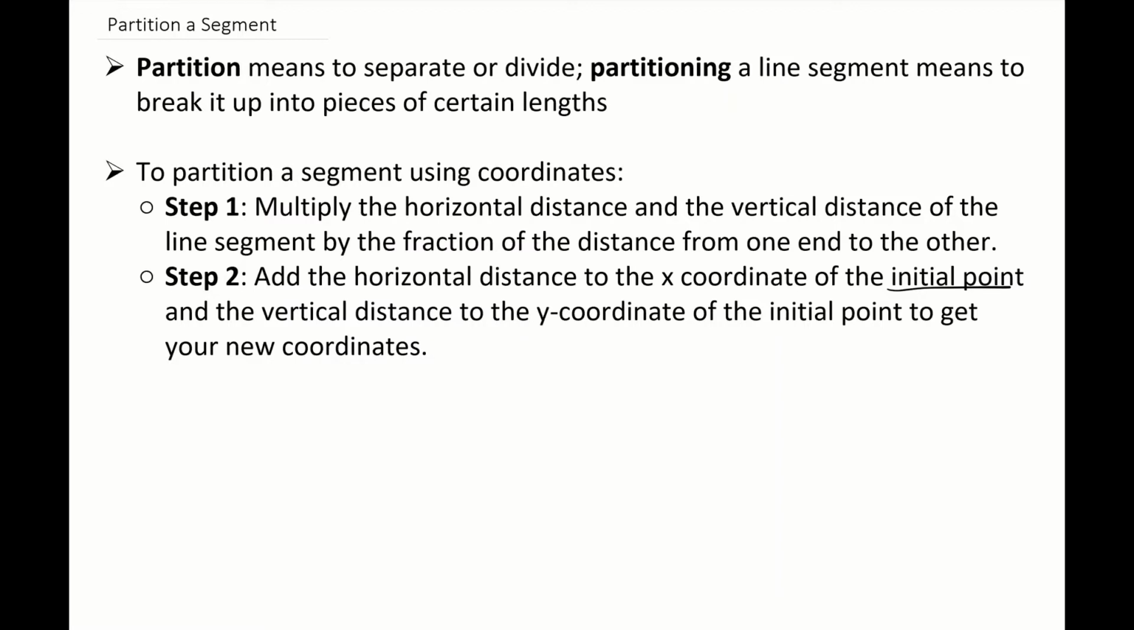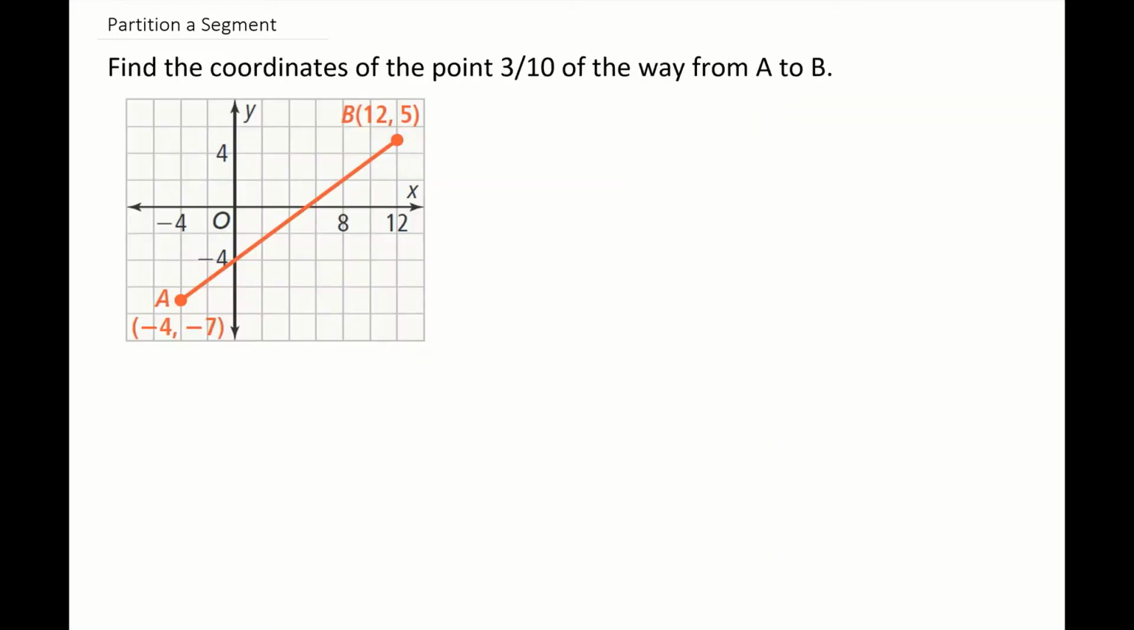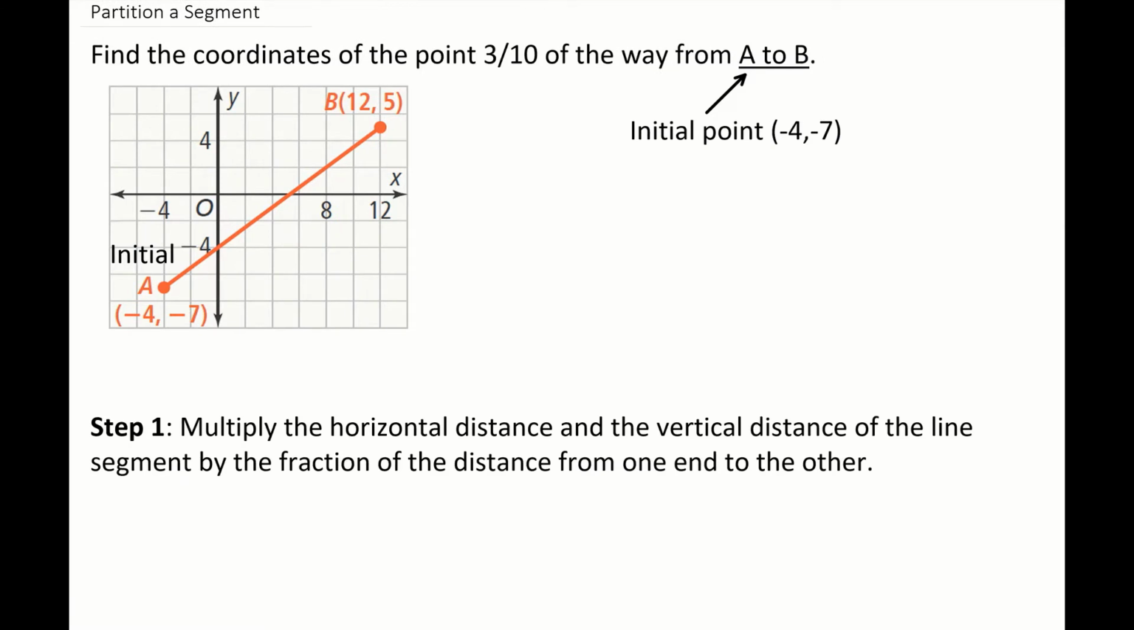So we're gonna talk about what it really means to partition using these steps. So let's look at the line segment AB given below. And the coordinates are labeled for A and B very conveniently. So we're going to go ahead and follow the steps. Well, first off, they want to find the coordinates 3/10 of the way from A to B. So they said from A to B, so that means A is my initial point. So 4, -7 is my initial point.